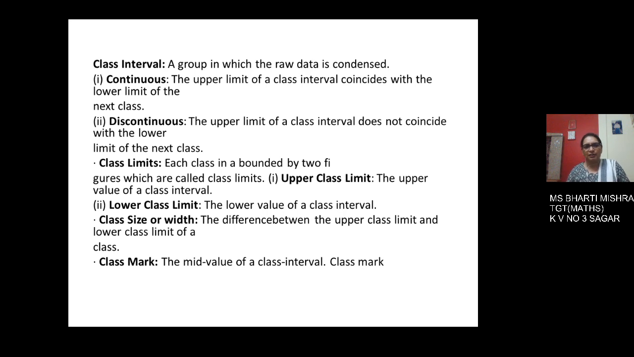Now there can be certain types. One is continuous, where the upper limit of a class interval coincides with the lower limit of the next class. And discontinuous, where the upper limit of the class interval does not coincide with the lower limit of the next class. Now the class limits. Each class is bounded by two figures which are called class limits. Upper limit, the upper value of the class interval, and lower limit, the lower value of the class interval.